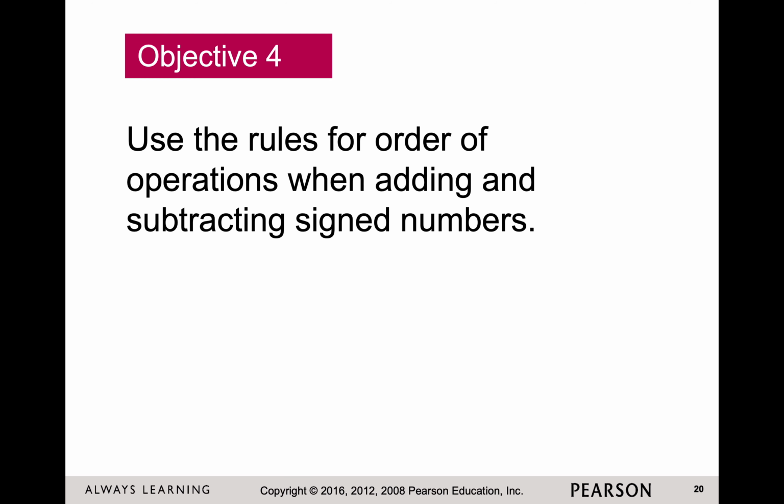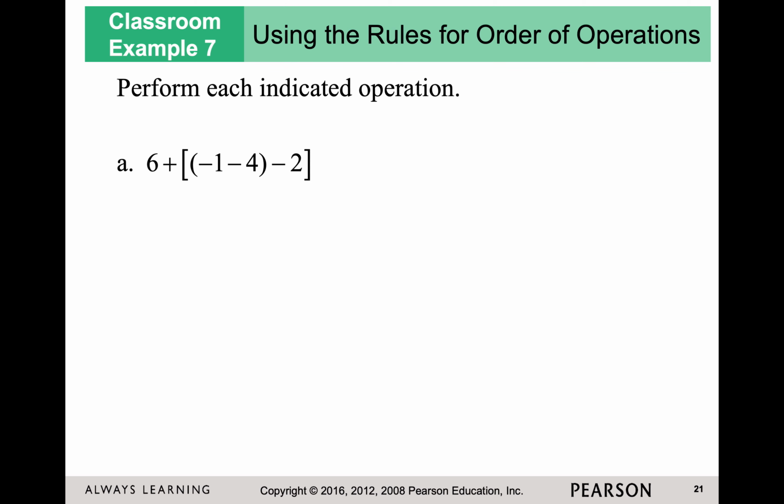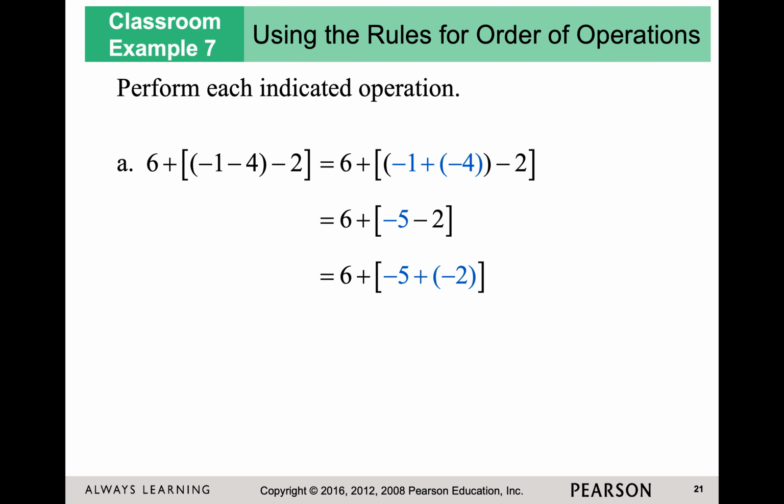Let's look at the order of operations when we're dealing with integers. That's basically what we're doing here. I still do the brackets first. Negative 1 minus 4 is negative 1 plus negative 4. They have the same sign, so I'm going to combine them and they're going to be negative. Negative 5 minus 2 is the same as negative 5 plus negative 2. They have the same sign, negative 7. Now we have two different signs. 6 is positive, negative 7 is negative. But negative 7 has a larger absolute value, so my answer will be negative.